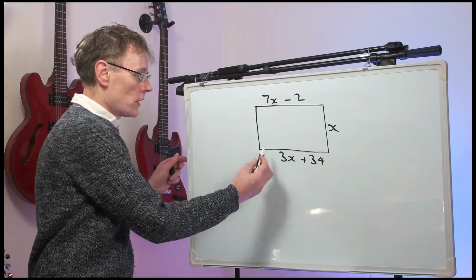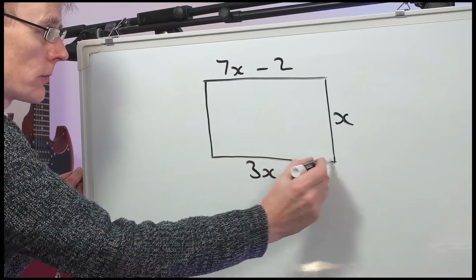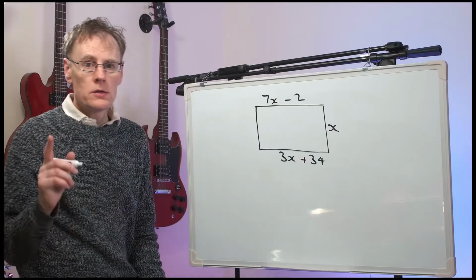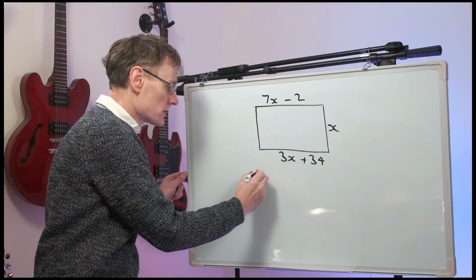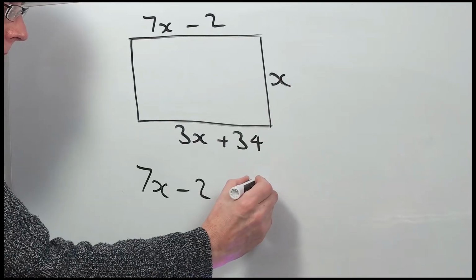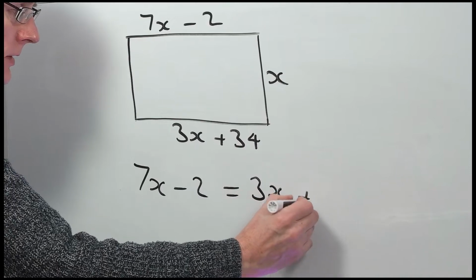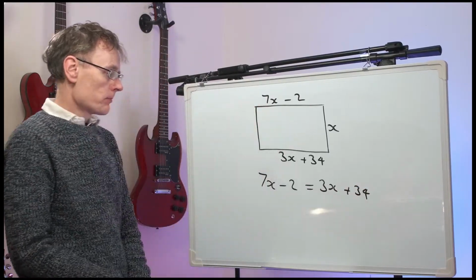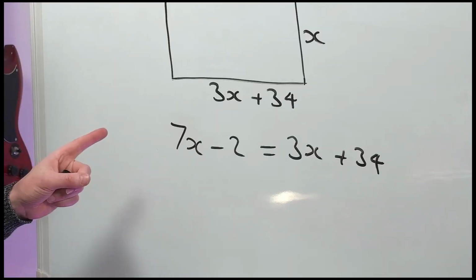Now, what we do know in a rectangle is this length at the bottom is the same as this length at the top. So, 7x minus 2 is equal to 3x plus 34. They are the same. So here we have an equation which we can solve.